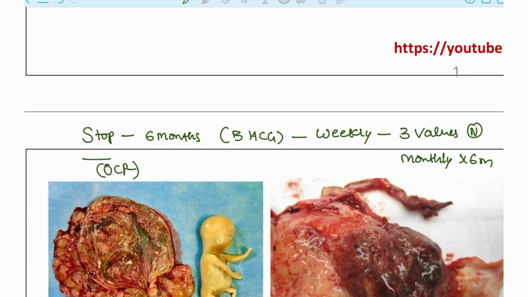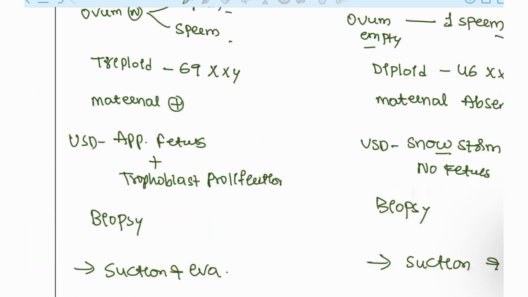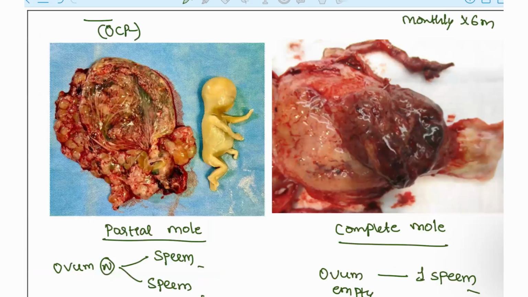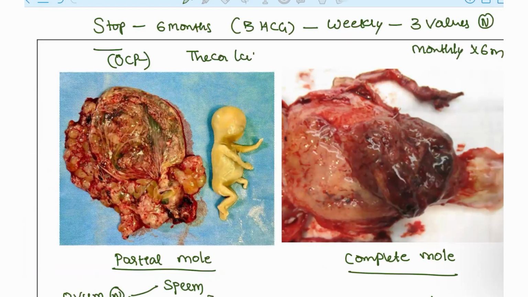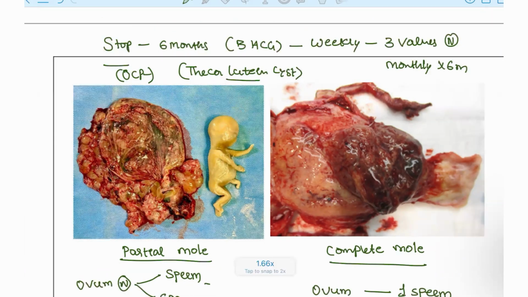Next, another thing you have to take note of: molar pregnancies are associated with theca lutein cysts, and these theca lutein cysts are regressive. After the molar pregnancy removal, they easily disappear from the patient.